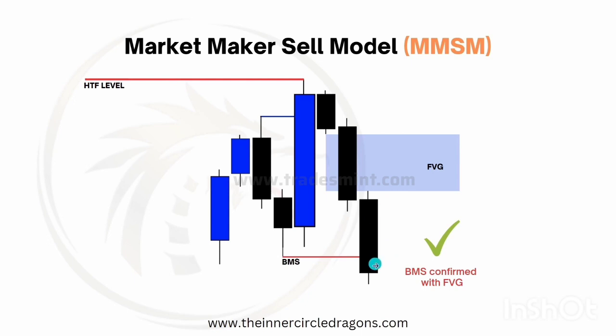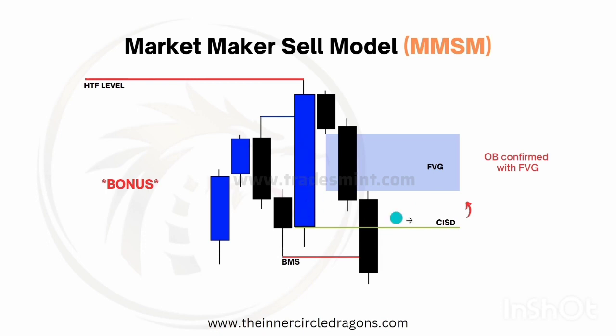However, it is higher in probability if we do see a close below the swing low. When price runs through the opening price of this last up close candle that ran the buy side liquidity, this becomes an order block, and when its open is violated, we have a change in state of delivery.